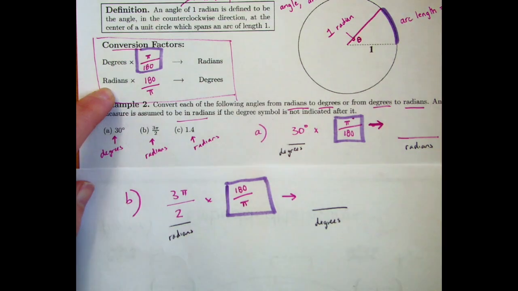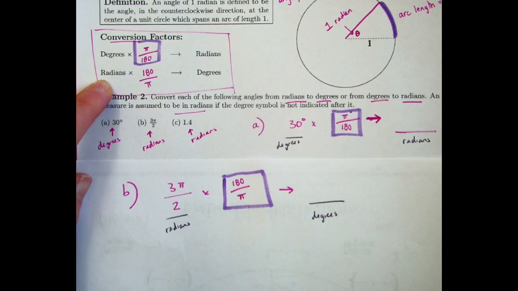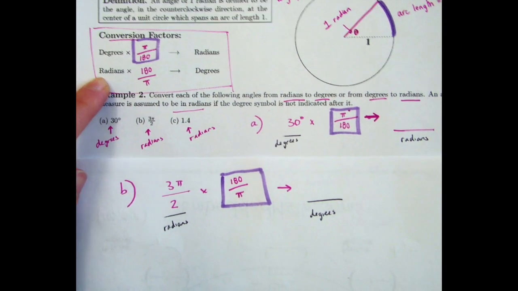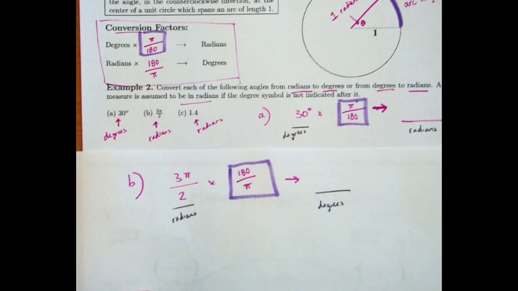When I multiply across the top, 3 times 180 is going to be, I'm checking my calculator, 3 times 180.